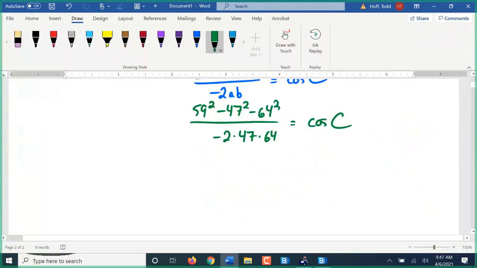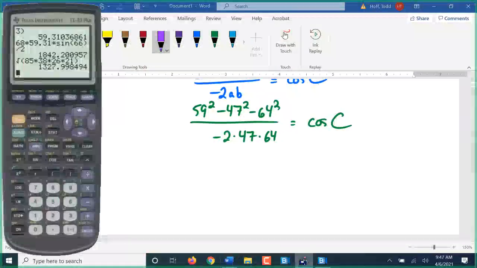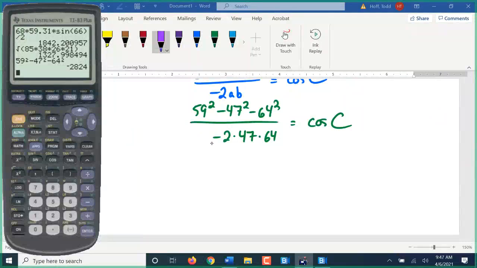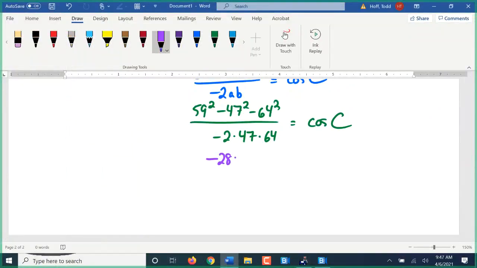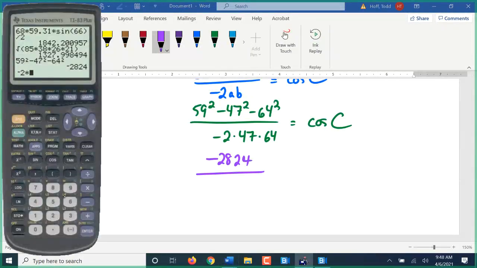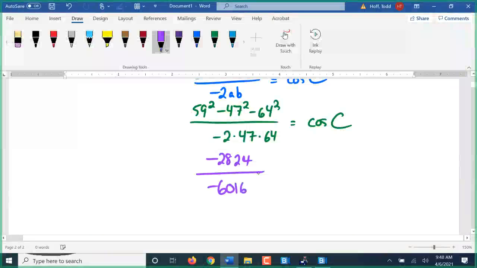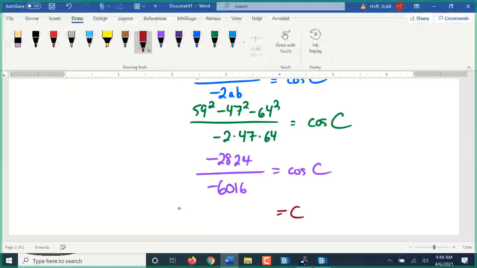So I'm going to do the top first here. 59 squared minus 47 squared minus 64 squared. And of course, that should give us a negative number. So negative 2824 over negative 2 times 47 times 64 gives us negative 6016. That equals the cosine of C. So C is the inverse cosine of that ratio, negative 2824 over negative 6016.